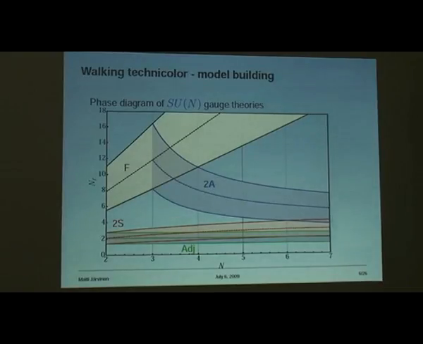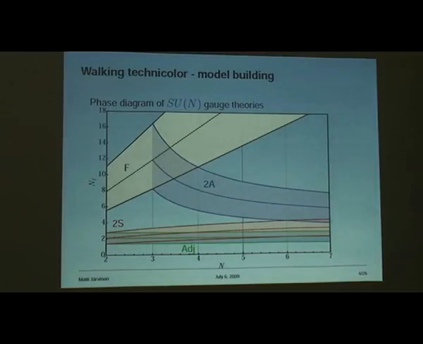If, for example, you take a fixed number of colors and then increase the number of flavors, at some point you will get a beta function which is positive. You can actually calculate the first coefficient of the perturbative beta function. This is the line where you lose the asymptotic freedom of the theory. So above this line you have a free electric theory where your beta function is something like this.